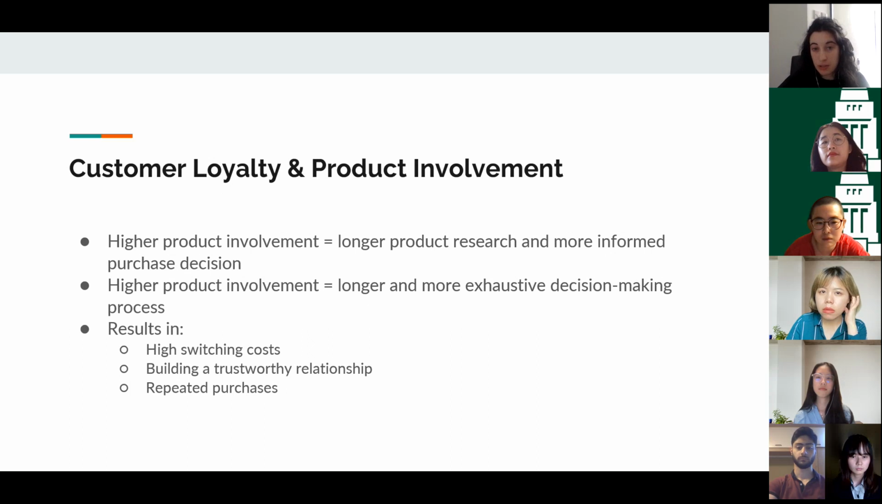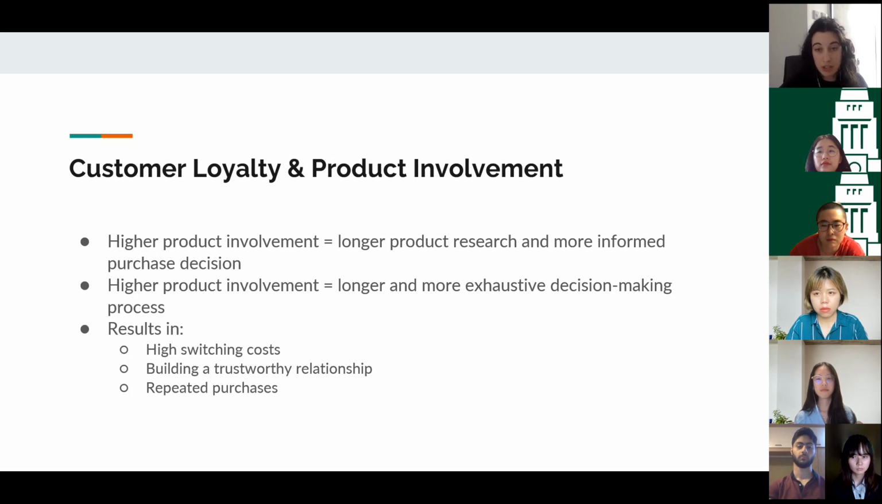So the relationship between customer loyalty and product involvement can be explained based on higher product involvement products. Higher product involvement products bring longer product research and more informed purchase decisions, which ends up being a longer and more exhaustive decision-making process, which demands for customers to invest more resources and many more efforts. So if our customer is satisfied with the brand and the product after a purchase, this can generate a high switching cost, because switching to another brand implies that the customer would need to go through another exhaustive decision-making process, something that is unlikely to happen.